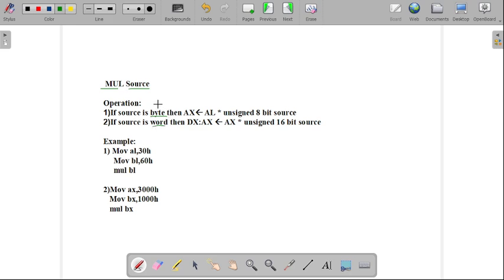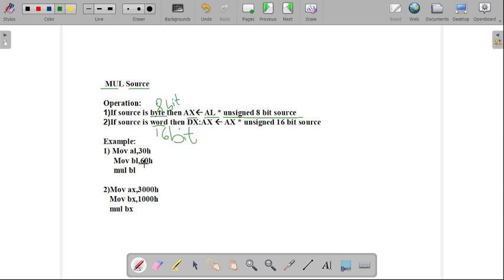If it is a byte, then it is an 8-bit register. And if it is a word, then it is a 16-bit register. So we have to check whether it is 8-bit or 16-bit. Depending on the size of our source register, our operation will be decided. If the source is byte, that is 8-bit, then we perform the operation AX is equal to AL into unsigned 8-bit source. Here the first example is MUL 30H.